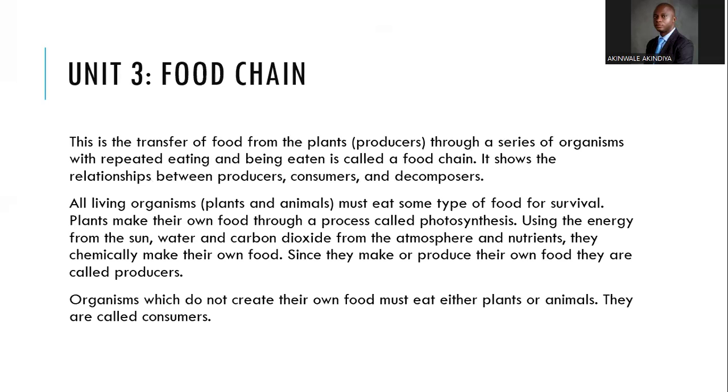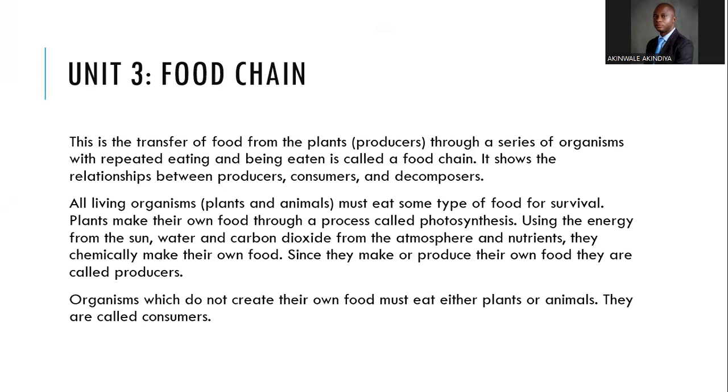All right, the food chain. This is the transfer of food from the plants, which are called producers, through a series of organisms which repeatedly eat and are eaten. It's called a food chain. So it shows the relationship between producers, the plants which photosynthesize, then the consumers who feed on the plants, then the decomposers which feed on the consumers when they die.